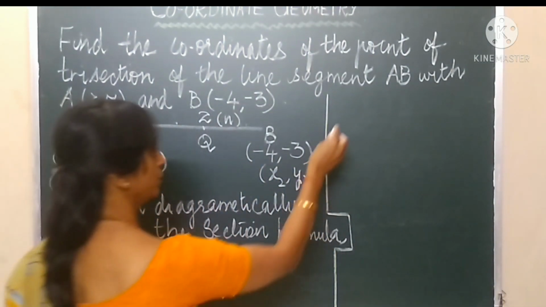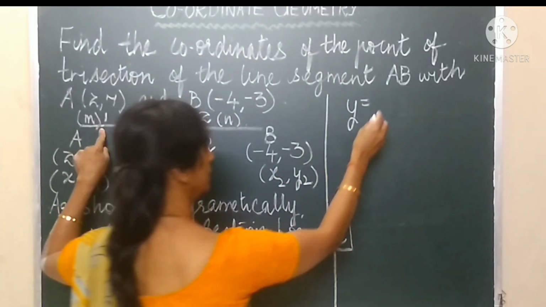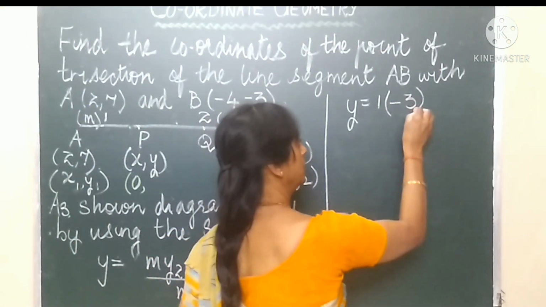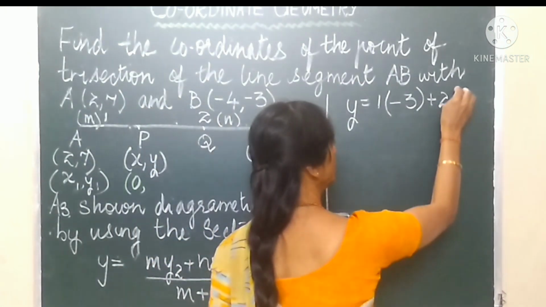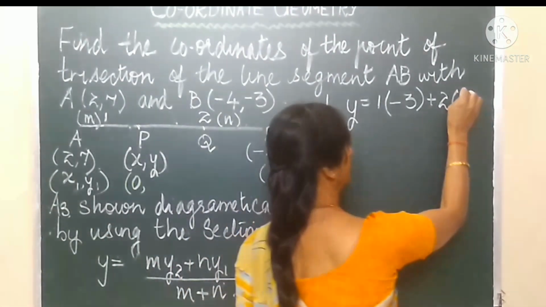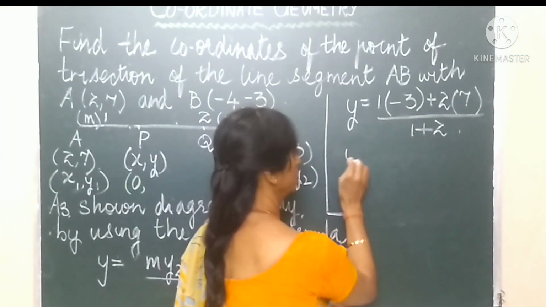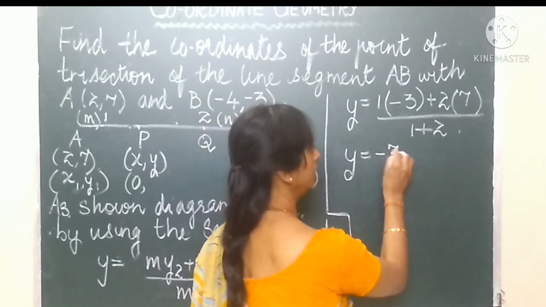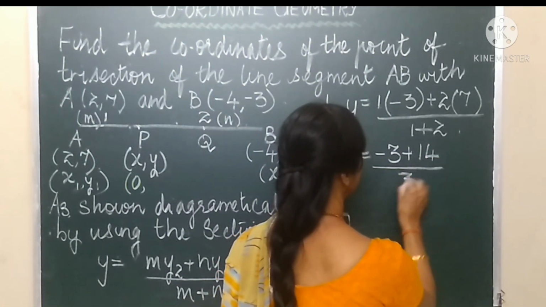So y is equal to m y2 plus n y1 upon m plus n. That is, 1 times minus 3 plus 2 times 7 (n can be substituted as 2, y1 is 7) upon m plus n, 1 plus 2. To calculate, plus into minus gives us minus, 3 ones are 3, plus 7 twos are 14, upon 3.